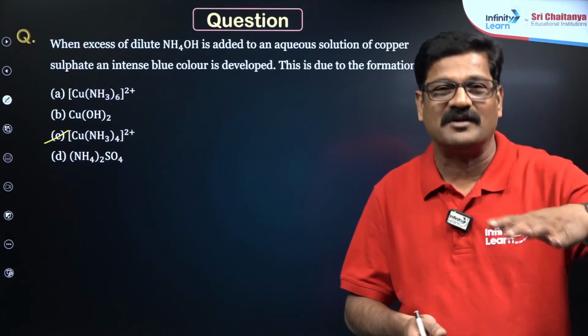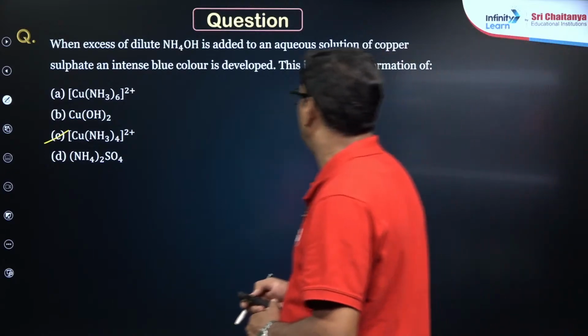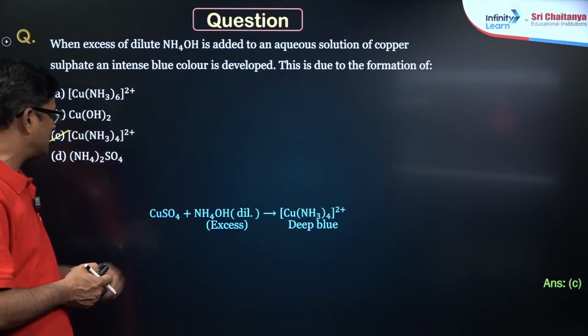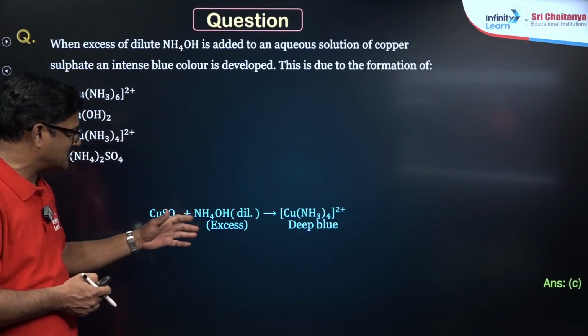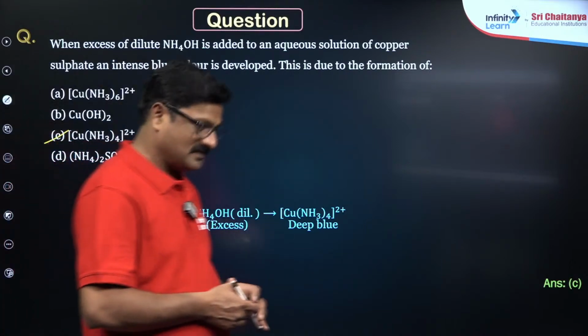You just see how you are connecting with the subject, right beta? Right. So the answer for this is copper sulfate with excess ammonium hydroxide, it gives rise to deep blue copper tetraamine. Okay.